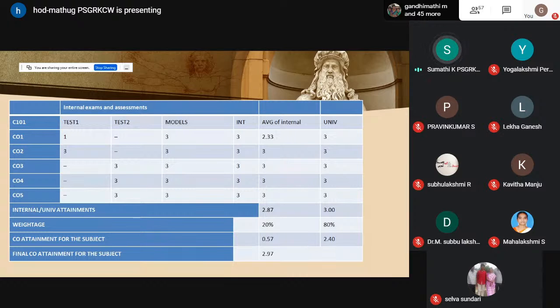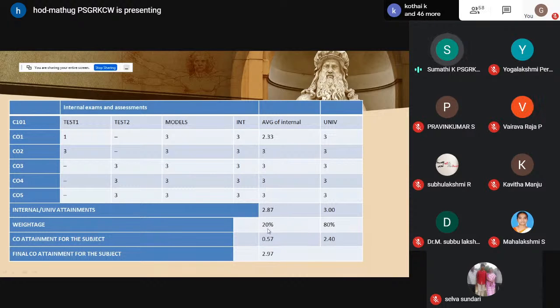See, for example, environmental studies or value education. For value education, why don't you give 100% weightage to the internal? That can be done if you want to do it. So you fix the weightage. Once you fix the weightage, here I have fixed 20% for the internal and 80% for the in-semester examination. Then course attainment is just the calculation.